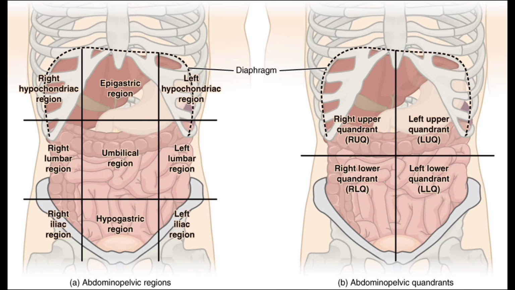When assessing the abdomen, know your quadrants. The right upper quadrant contains the liver and gallbladder. The left upper quadrant contains the stomach and spleen. The right lower quadrant contains the appendix. The left lower quadrant contains the descending colon.